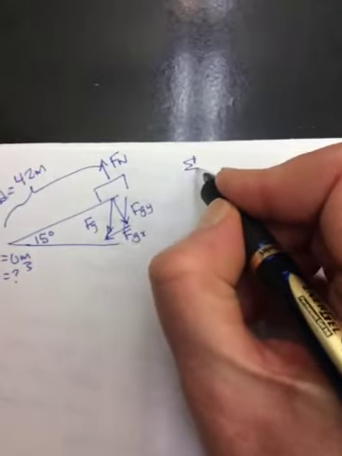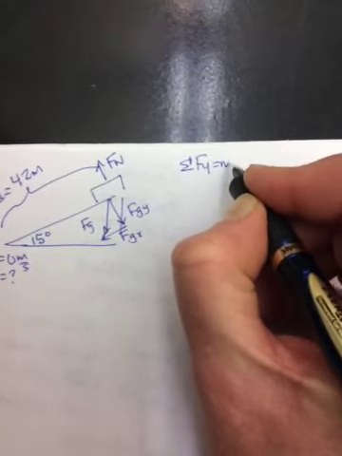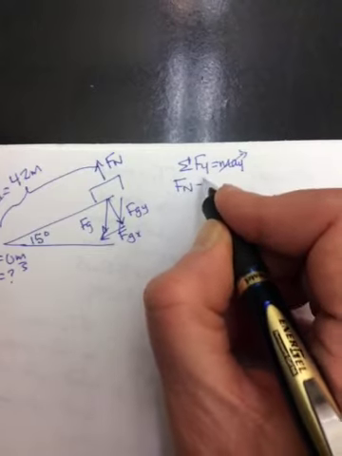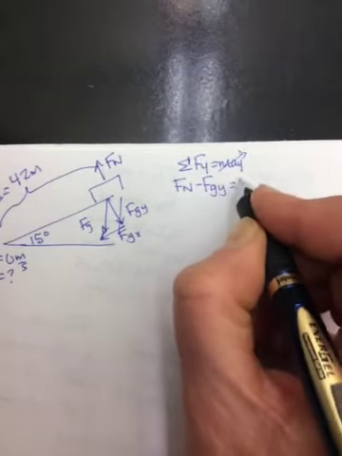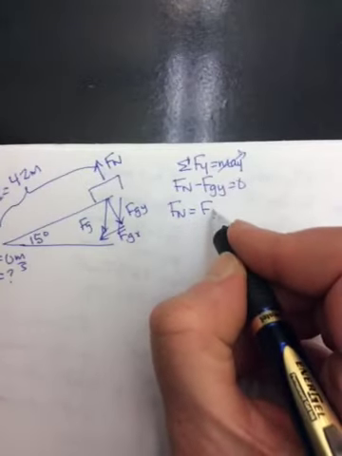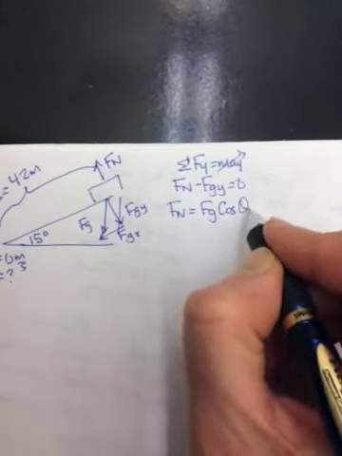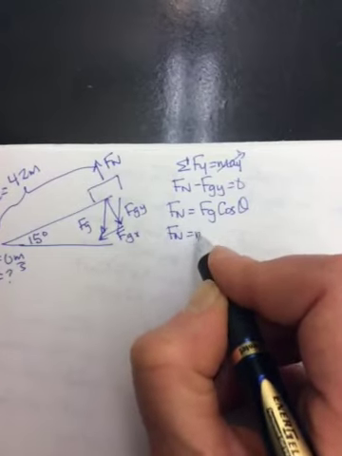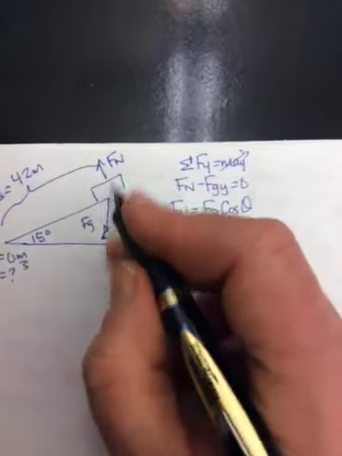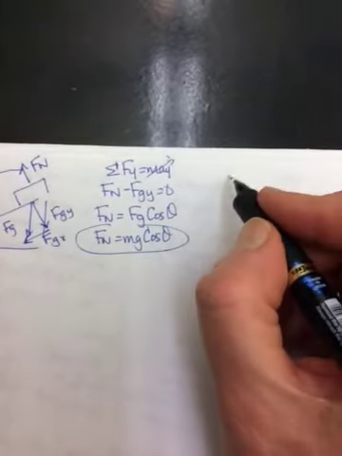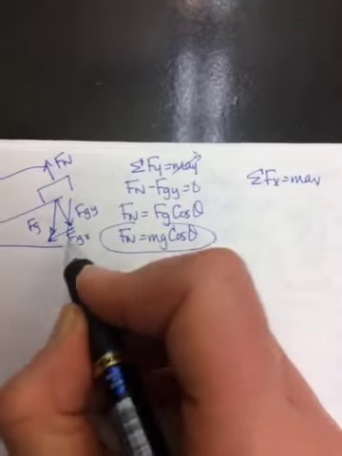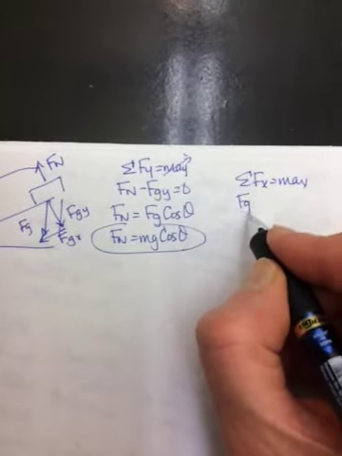Now, we've been trained to do sum of the forces in the Y direction first. And if we did that, we would have Fn minus FGY equals 0. So that means Fn equals Fg cos theta, or Fn equals mg. So we've been trained to do that first, but the reality is we don't need it in this one because there's no friction. So we could have just gone to sum of the forces in the x direction, and the only one is Fgx.